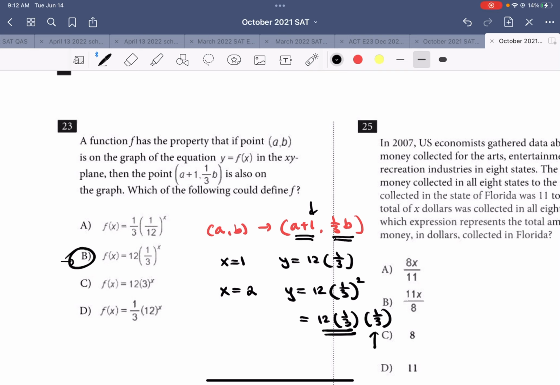So that's the answer. Okay, so they're checking that you understand. If (a, b) is on the graph, and then (a + 1, 1/3 b) is also on the graph, that means when x increases by 1, the y value will be 1/3 of the previous y value. Okay, so which is B.